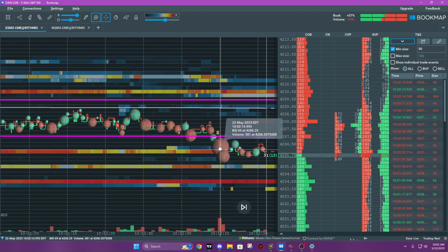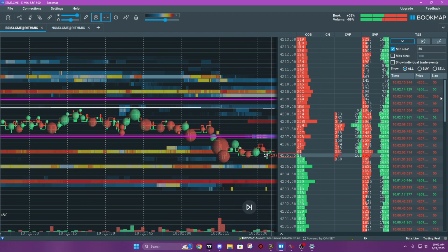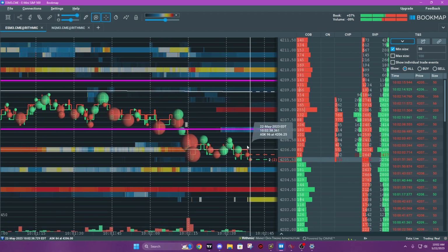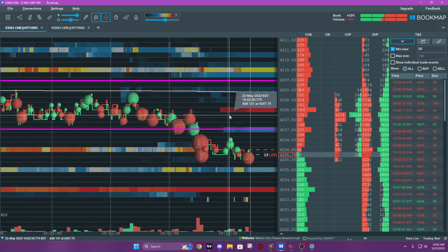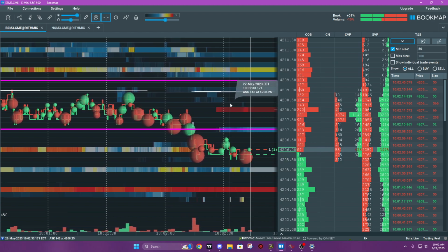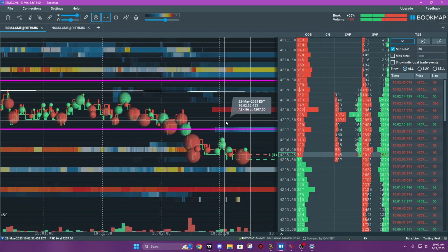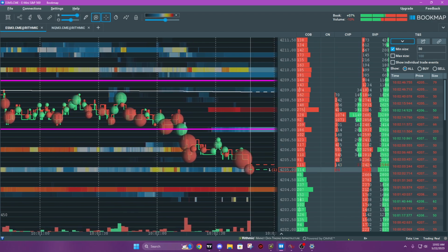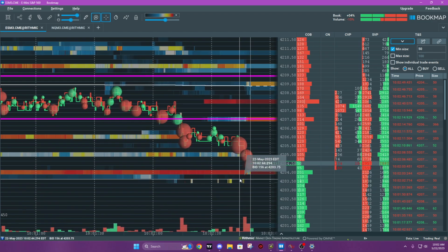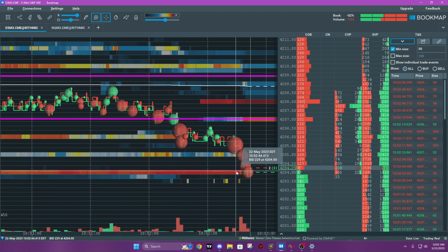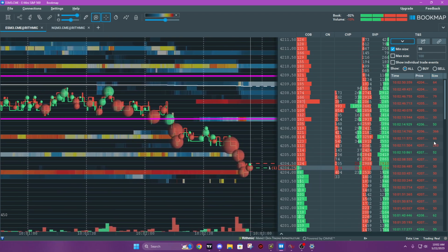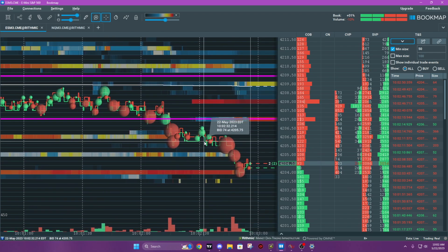So there was some good size. Look at the size right here. That's quite a bit of size. So something to watch there. I think we should hit 4204 now. Take this liquidity. Beautiful. We are awesome, right? Okay. Great size. Big size there.